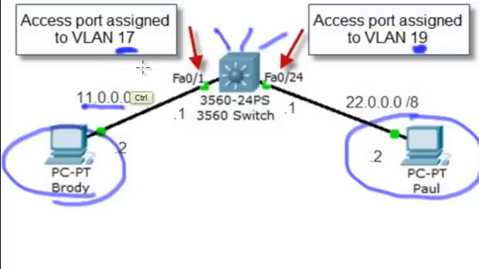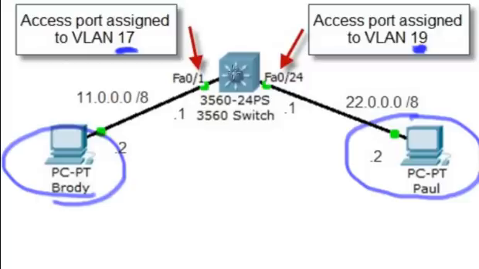Well, here's the problem that I need your help with. Once we've set this up, Brody and Paul, although they have an IP address configured, they can't talk to each other. In fact, let's back up even further from that. They can't even ping the switch. Why can't you ping a switch? If it's a brand new switch and you bring it up, why can't you ping it? And the reason is, it doesn't have an IP address.